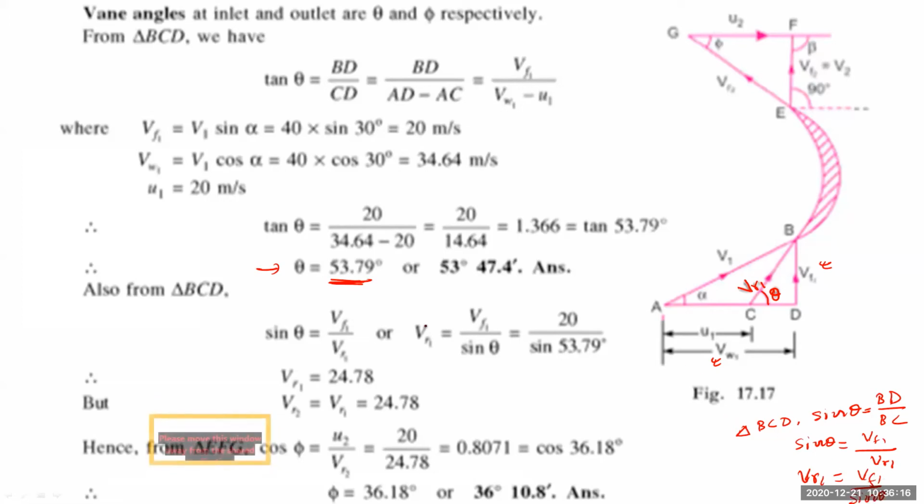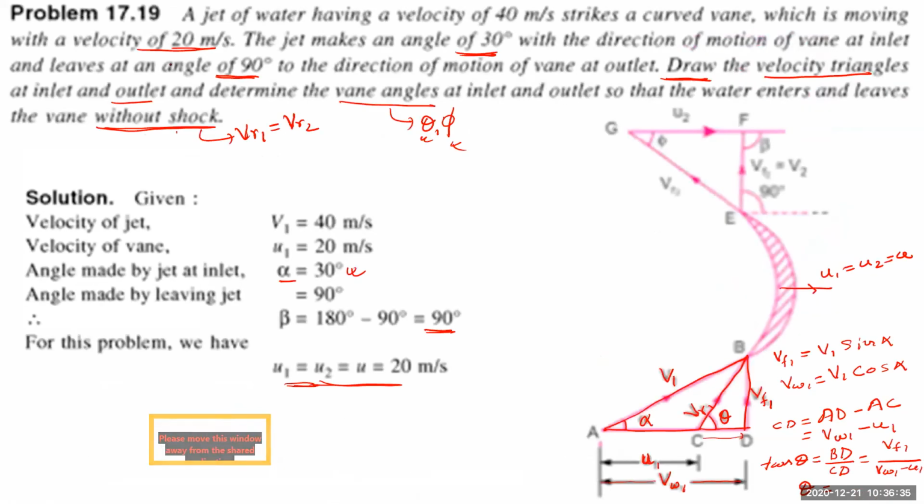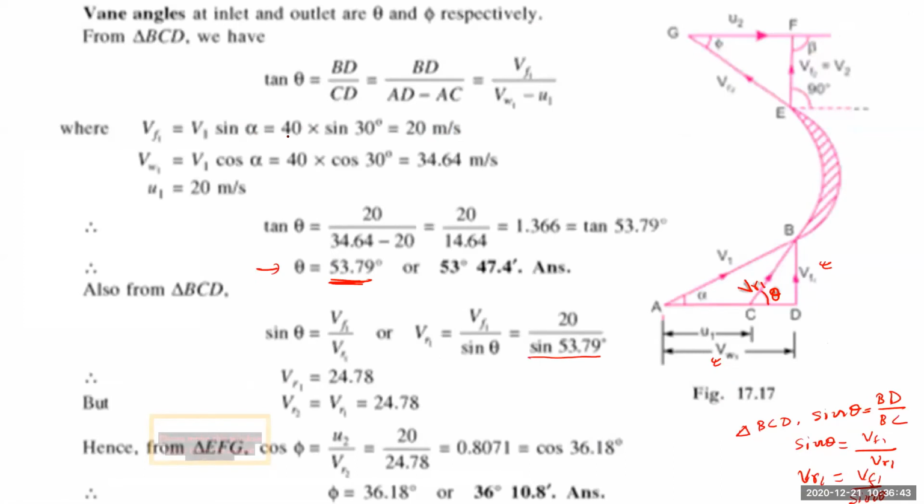Here you can see they have calculated sine theta equals Bf1 upon Vr1. So Vr1 you will get Bf1 upon sine theta, that is 53.79 degrees, so you will get 24.78. And as I have told you, if there is no shock, then Vr1 equals Vr2. So you have to use that relation here: Vr1 equals Vr2, and that equals 24.78 meter per second.